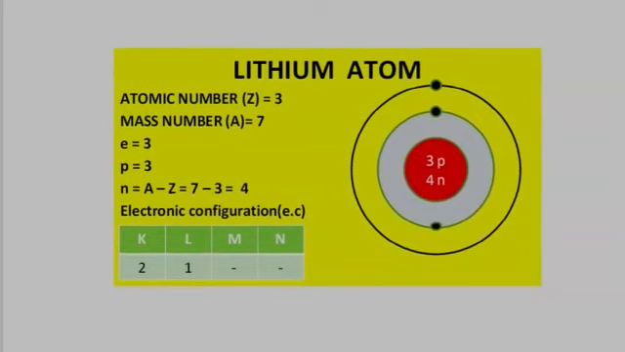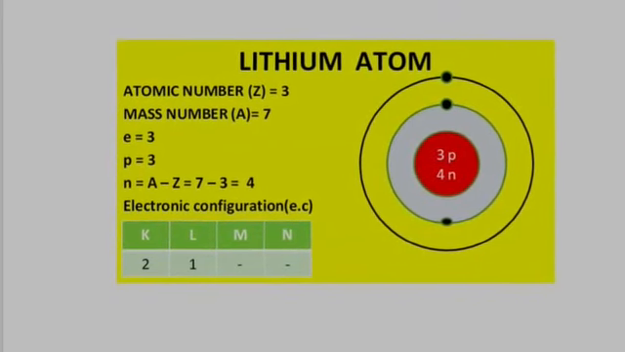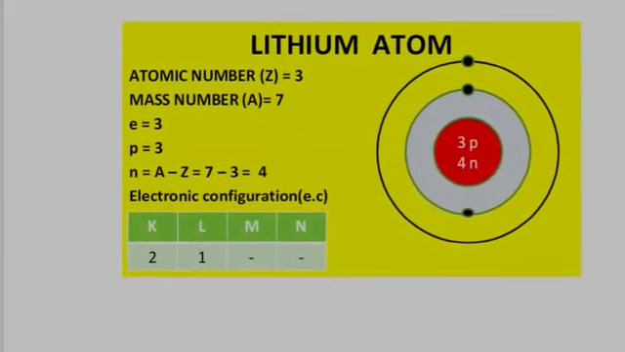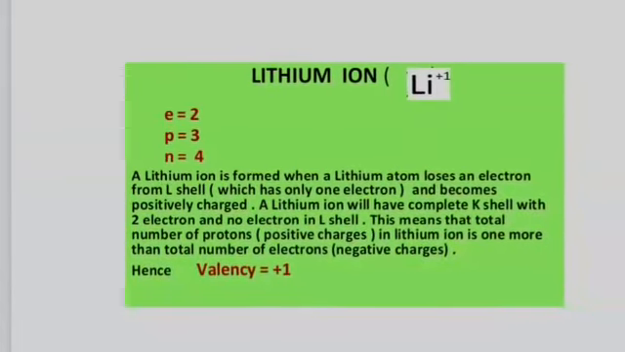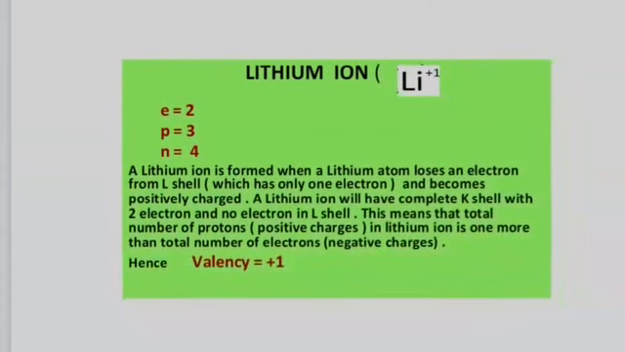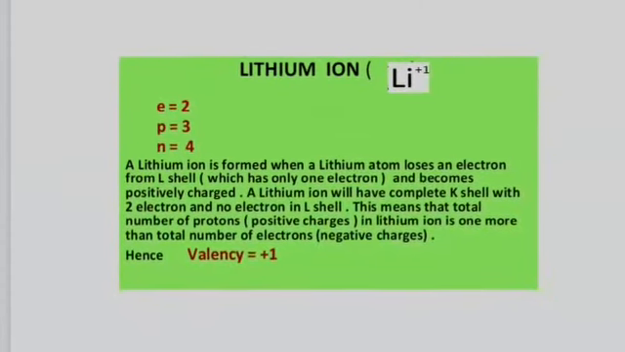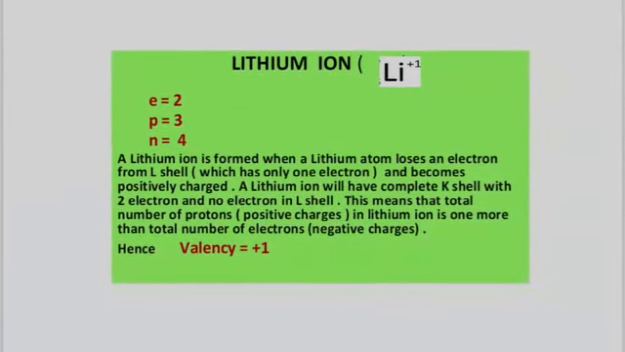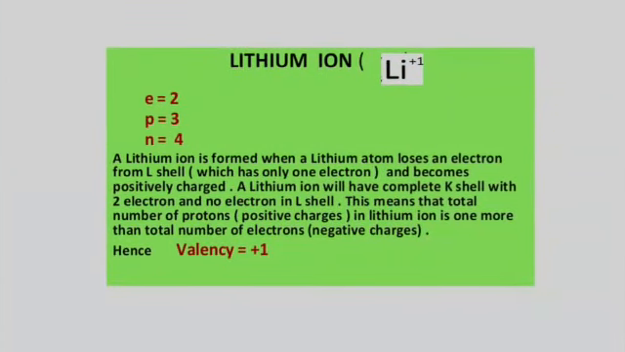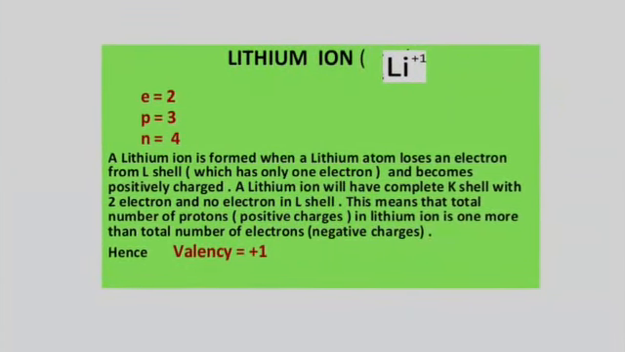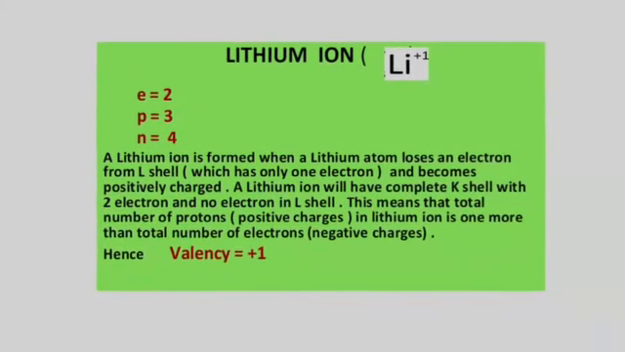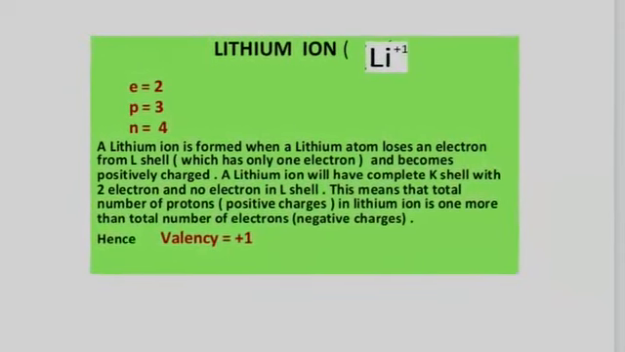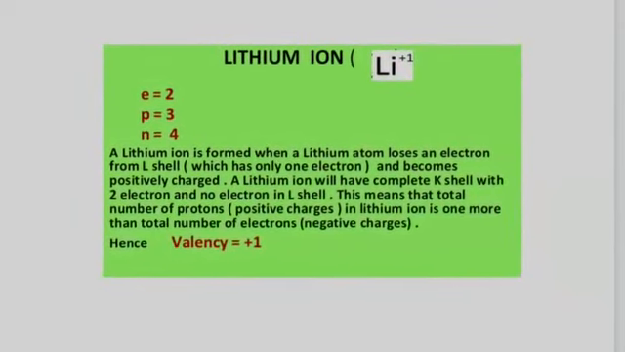Lithium atom's atomic number is 3. Electronic configuration is 2 1. That is, the L shell has 1 electron. Lithium atom thereby loses this only 1 electron in the L shell and becomes positively charged. Getting 7 more electrons from other atoms in the L shell to completely fill the L shell requires a lot of energy. Lithium ion will have a complete K shell with 2 electrons and no electron in the L shell.